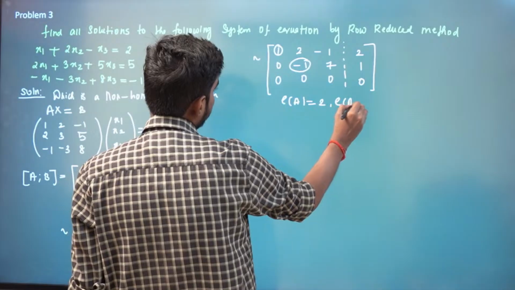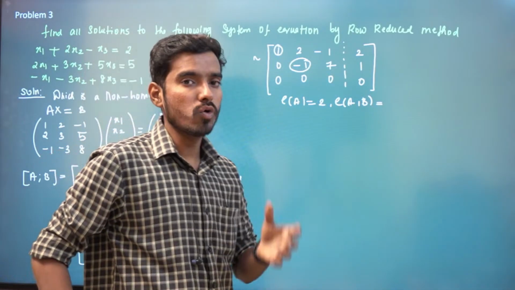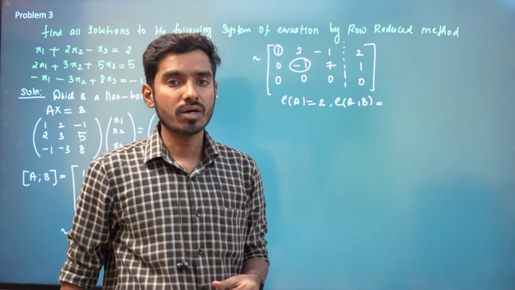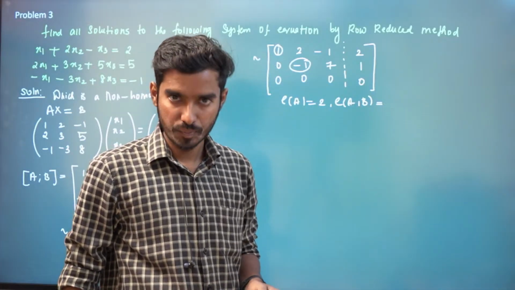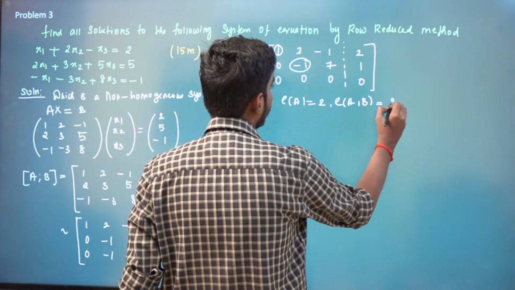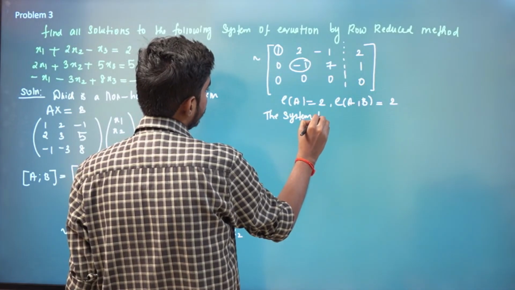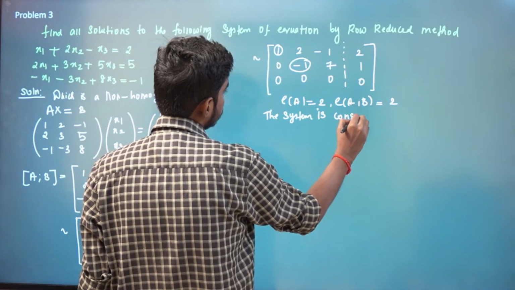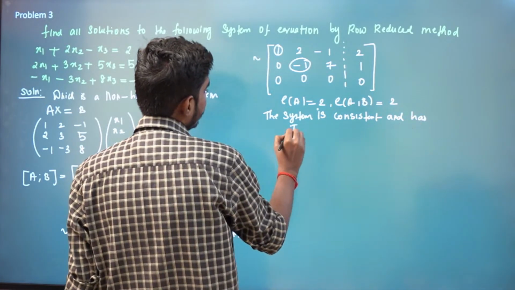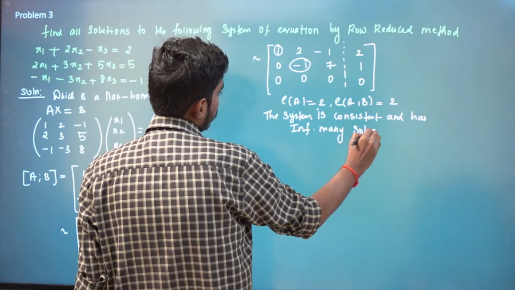And what is the rank of [A | B]? If you go to our live section, there is a playlist called how to solve a system of equations. I have already taught how to solve homogeneous and non-homogeneous systems. Just watch that if you don't know how to solve them. So rank of A and rank of [A | B] are both equal to 2. That means the system is consistent and has infinitely many solutions, right?